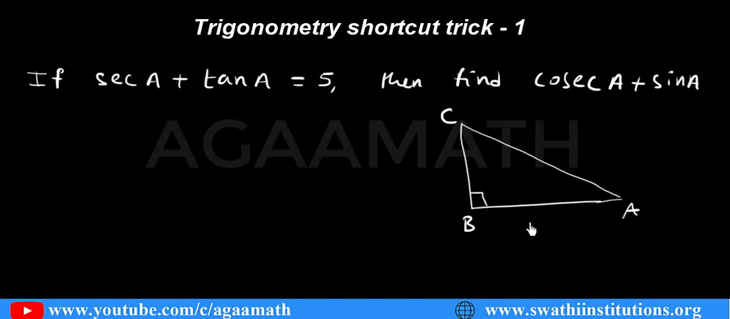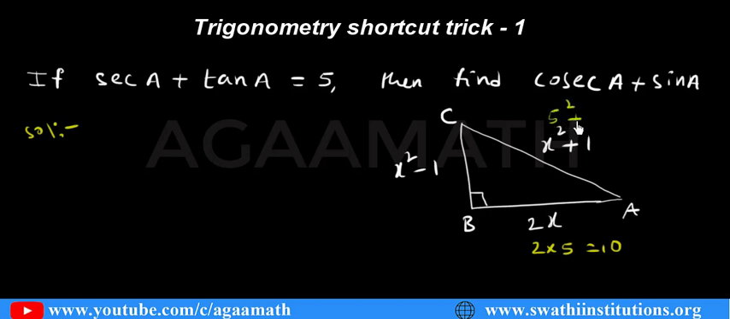This is to be remembered: the sides are 2x, x square plus 1 and x square minus 1, where x is nothing but the given value. Then let us see how to solve it. Very simple. So in the solution, x is nothing but 5, the given value. So 2 into 5 equals 10, 5 square plus 1 equals 26, and 5 square minus 1 equals 24.